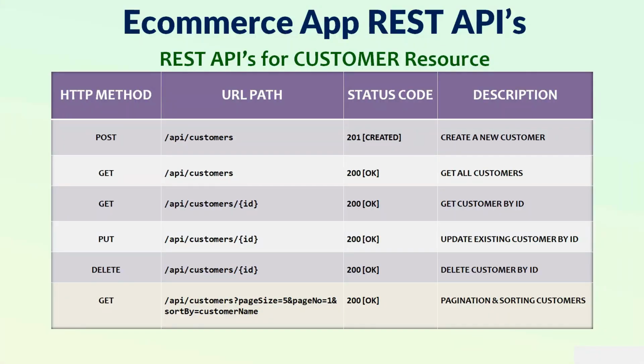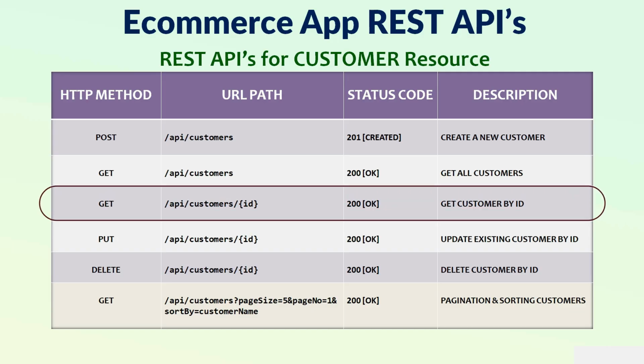Hi everyone, welcome back. This is the customer resource design. Here, this is the get customer by ID REST API. It will handle the HTTP GET method. The URL is /api/customer, and here we need to provide the ID. The status code is 200.